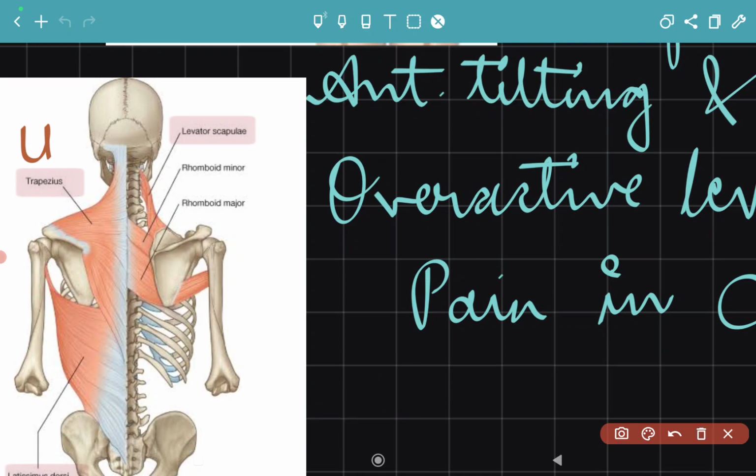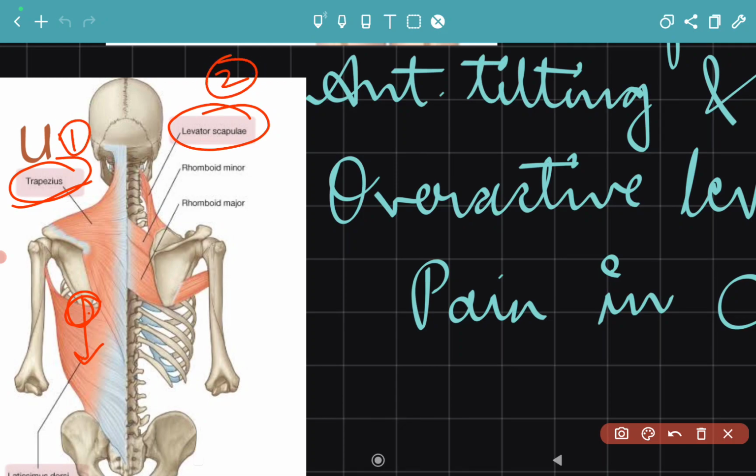Now, in order to balance this anterior tilting and depression of scapula caused by overactive latissimus dorsi, two muscles, trapezius, specifically the upper trapezius, as well as the levator scapulae, will come into picture, and will cause overactivity of those two muscles. So the upper trapezius has its attachment over the scapula, as well as the levator scapulae has the attachment to scapula. So both will cause elevation of scapula.